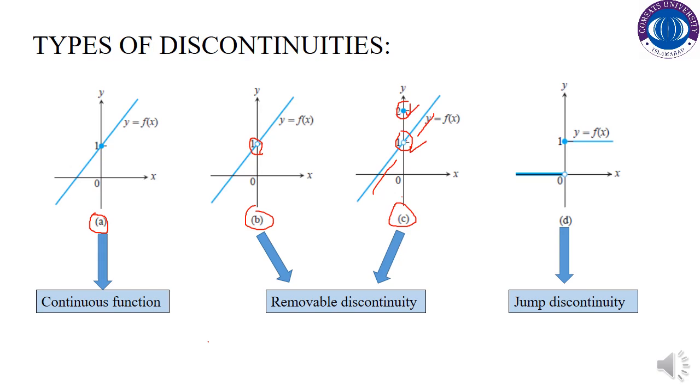Now in the graph D, this function is also discontinuous. In this function, the left hand limit goes to 0 and the right hand limit at 0 goes to 1. So at 0, the limit of the function, that is left hand limit and the right hand limit, is different. So this type of discontinuity is known as jump discontinuity.